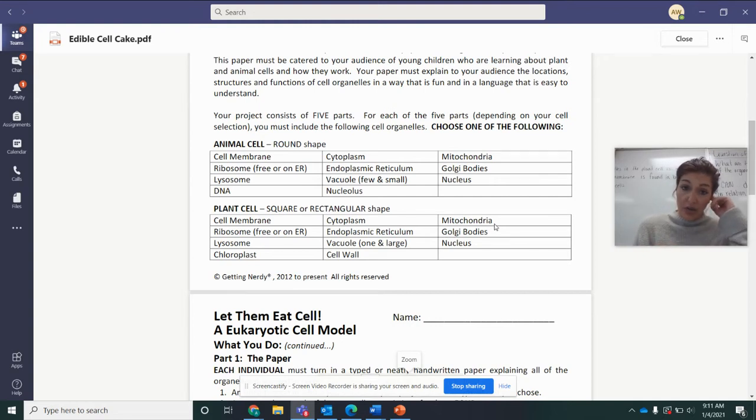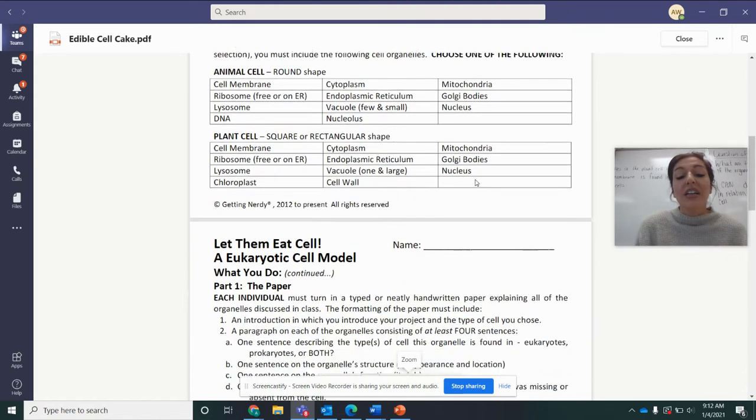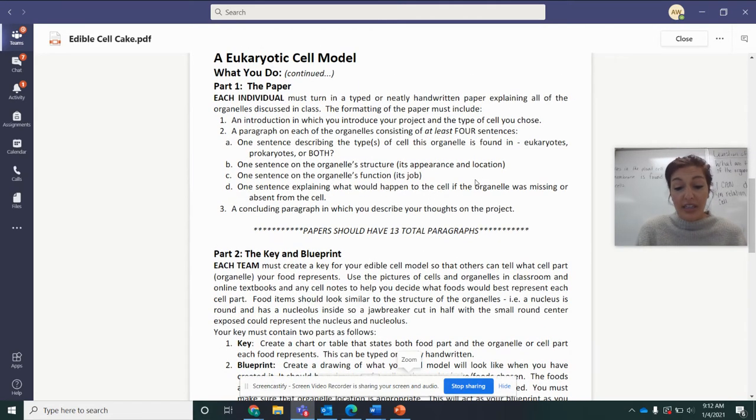The first step is choosing animal cell or plant cell, okay? These are the organelles that are going to be included in your animal or plant cell. Once you decide that, you forget about the cake for right now. The cake, we're not worried about right now. This has a paper with it. So part 1, which is what we are going to be working on every day this week, is the paper.